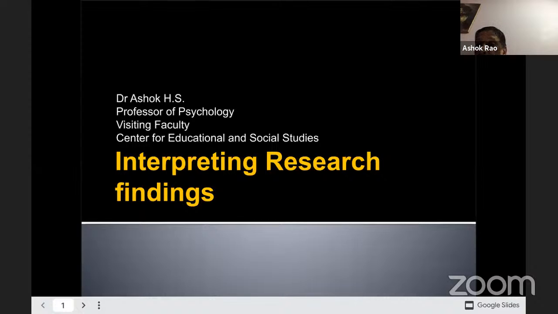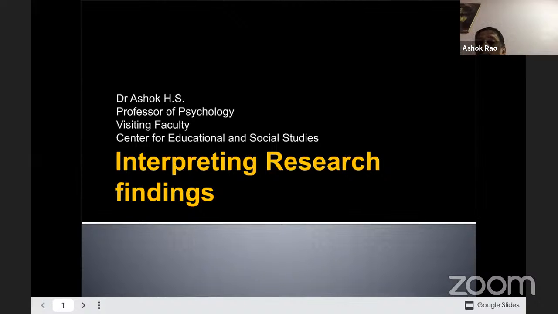So how far your research has helped in bridging that particular gap plays an important role. So while you are interpreting your data, the question would be, what makes your study more important?